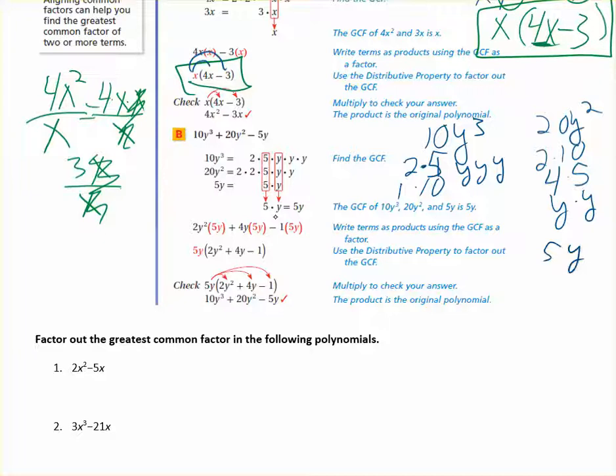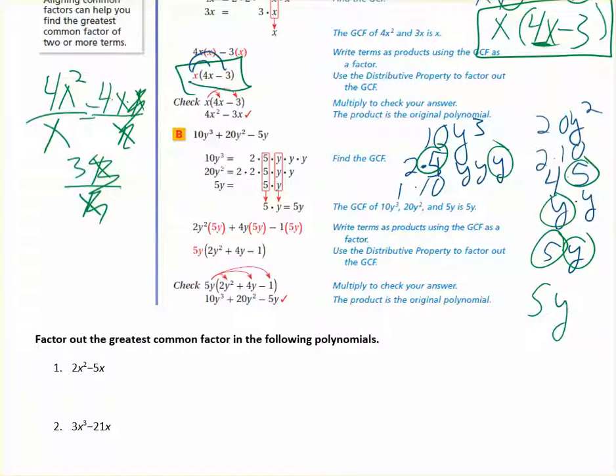Then you look for your common factors. Well, there's a y in each one. It has to appear in each one in order to be a common factor. And what number appears in both? Is there any numbers? There's a 5 here, and a 5 here. So the greatest common factor is 5y.